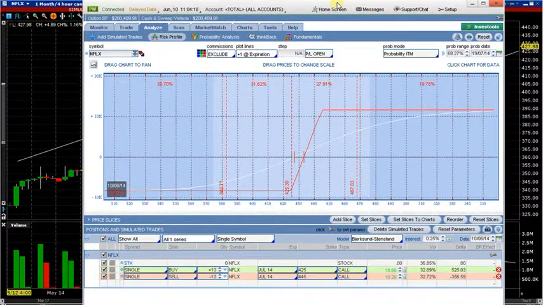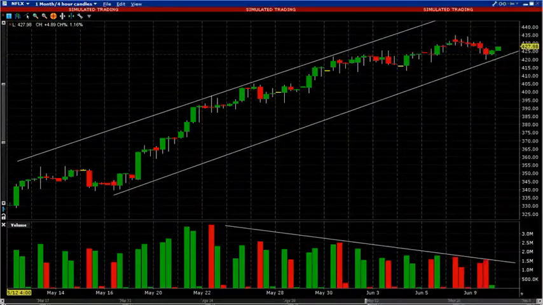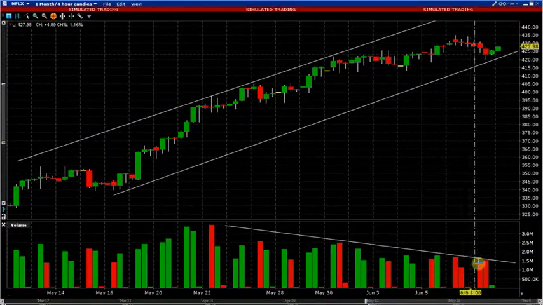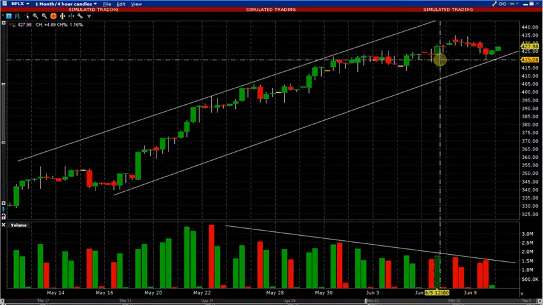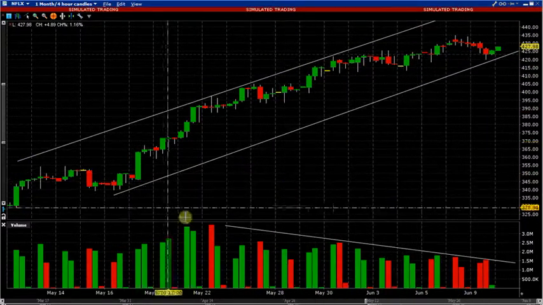The risk with this trade, again, is that this divergence here is signaling that this upward trend is slowing down. Anyways, those are two examples for you.